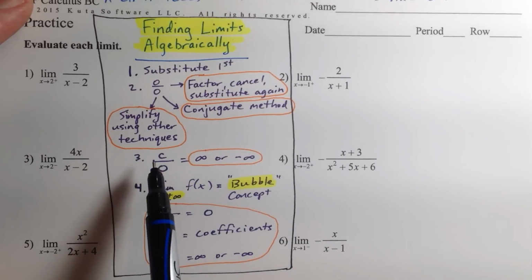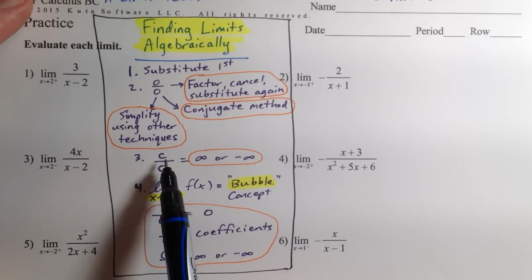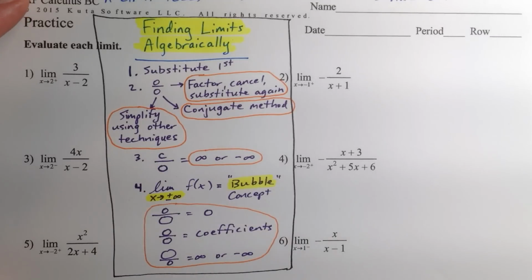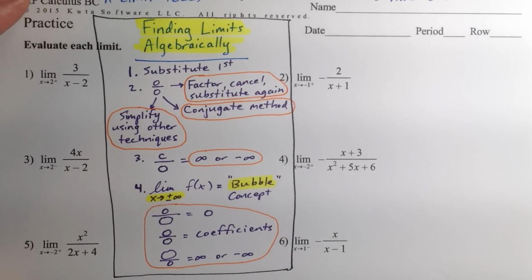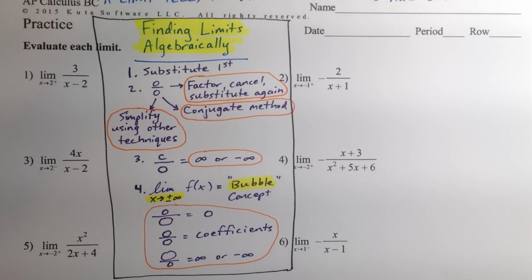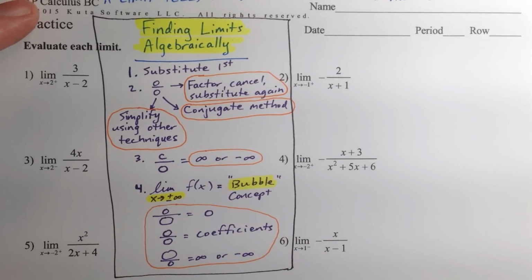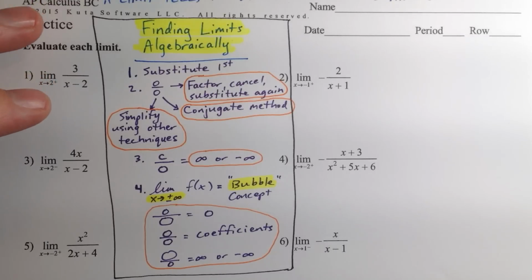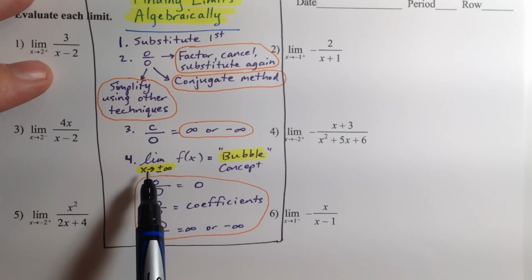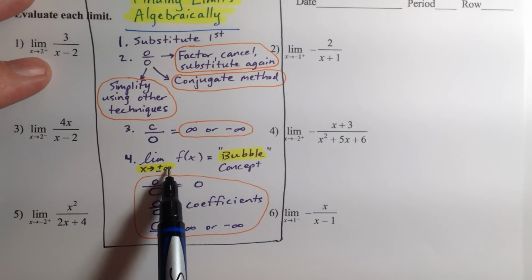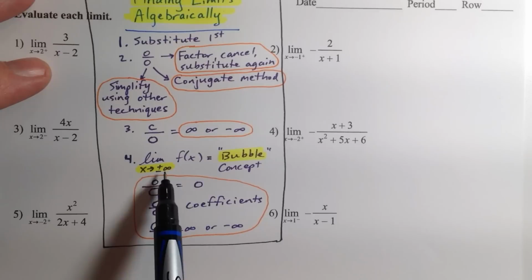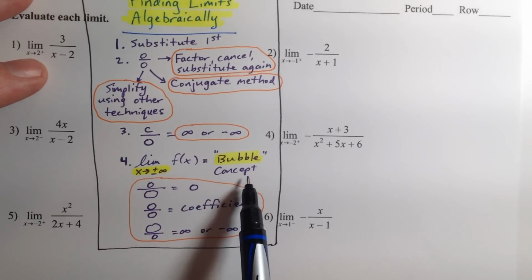If, on the other hand, you happen to get a constant in the numerator and you get 0, or really what you're getting is a number that's approaching 0 in the denominator, then you know that fraction's values are getting really, really big. Either positive or negative infinity is what you're going to get for that limit. And finally, if x is approaching either positive or negative infinity, then that's when you're going to want to think of the bubble concept.